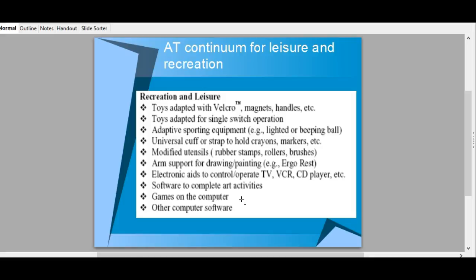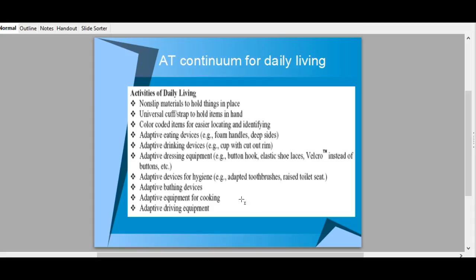You can have adaptive sporting equipment. You can have, for example, a beeping ball for people who are blind and who play tennis or basketball, or volleyball even. You can have universal cuff or strap to hold crayons, markers, modified utensils. You can have arm support for drawing and painting, electronic aids to control and operate TV, or more advanced. And this list goes from the most low-tech to the most high-tech devices. You can have software to complete art activities, even games on the computer and other computer software.